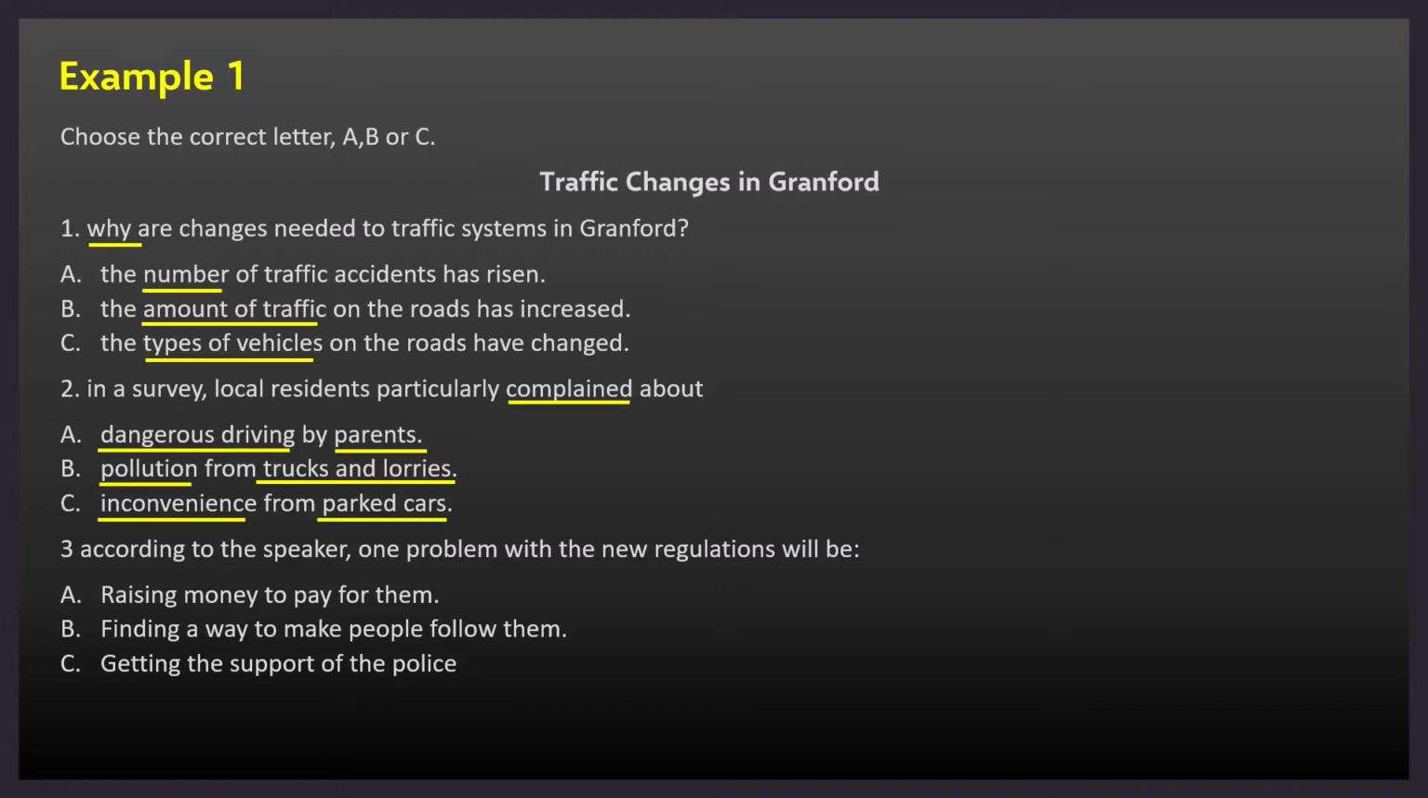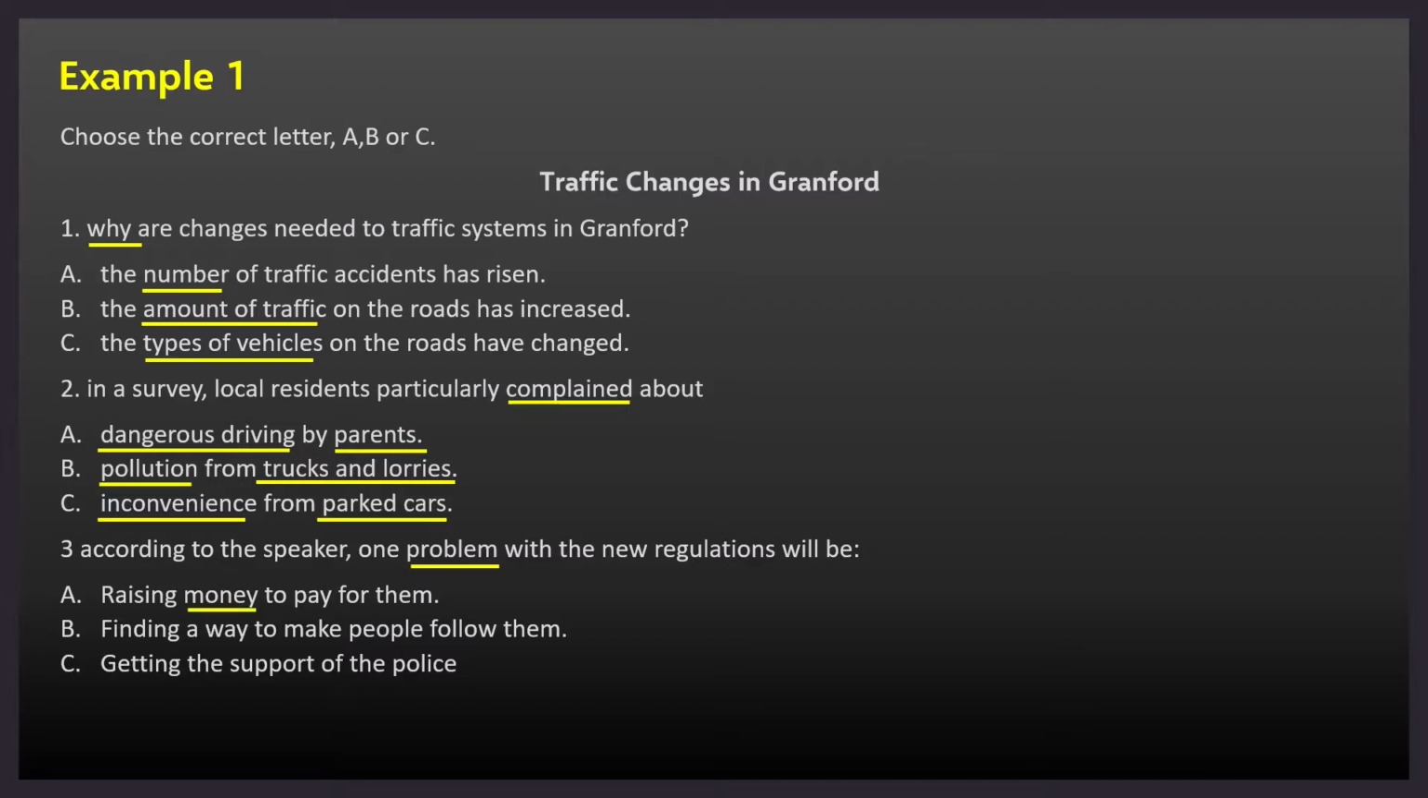Now in question 3, it says according to the speaker. Of course, according to the speaker cannot be our keyword. One problem with the new regulations will be, so we are looking for a problem in the third part. What can the problem be?